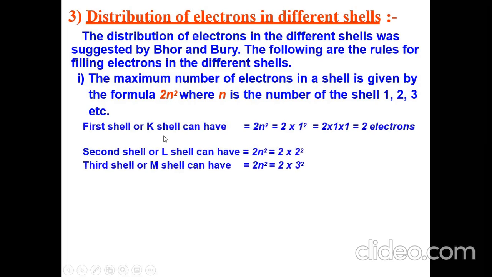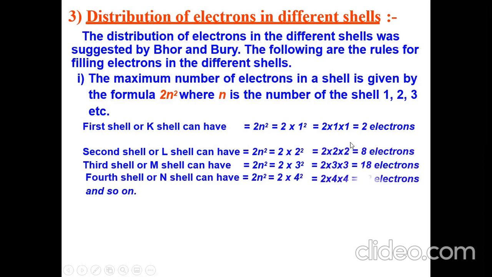In the case of first shell, that is K, 2n square, 2 into 1 square, the maximum number of electrons in the K orbit is 2. In the second shell, that is L, same, 2n square means 2 into 2 square. So the maximum electrons are 8. In the M shell, 2 into 3 square, that is maximum number is 18. And in N shell, maximum number is 32 and so on. If number of shells increases, then the maximum number of electrons that can enter the shell will also increase.